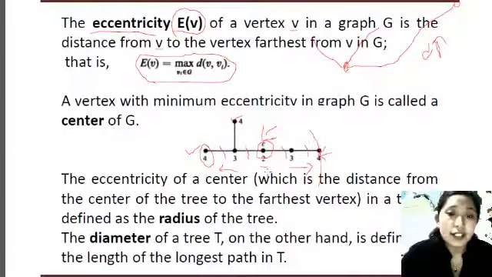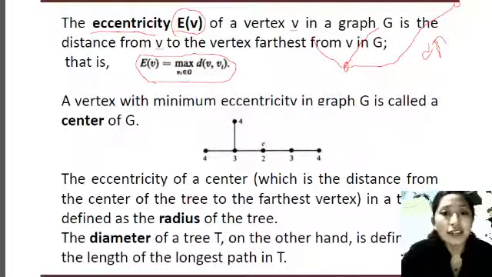So this vertex lies somewhere in the middle. And radius, as we know about the circle, is the distance from the center to the circumference. Similarly, the distance from the center vertex to the farthest vertex is called radius, and this we have already calculated. That is nothing but the eccentricity of that particular central vertex. So remember, the eccentricity of vertex C is called the radius of the graph. This eccentricity we have already calculated, that is 2. So for this graph, its radius is equal to 2.